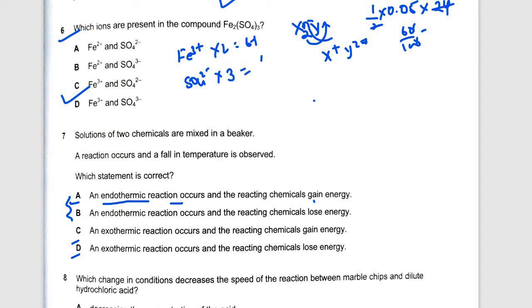So it gained energy because, as you remember from the graph, the reactant is here and the product is here. Okay, so this is the reactant, this is the product, and it absorbs this much energy to perform this reaction. So that's why the temperature is decreased, and then it should be option number A.